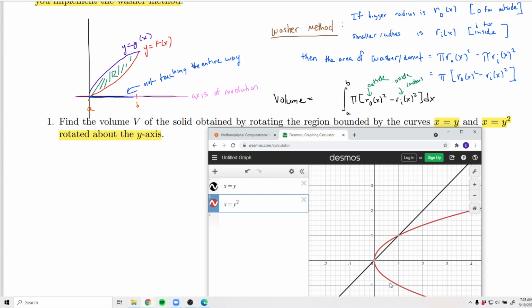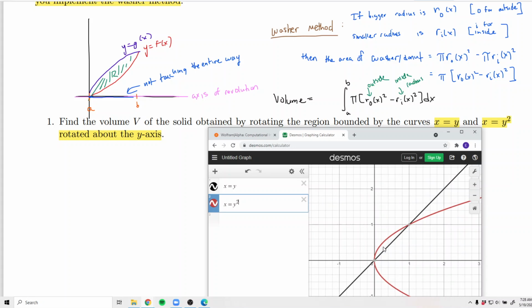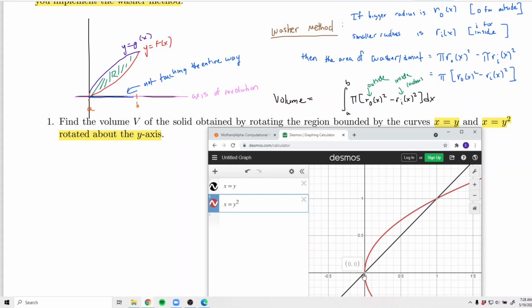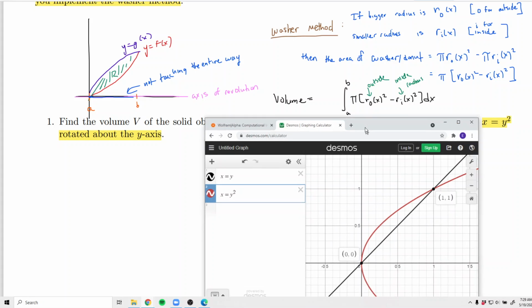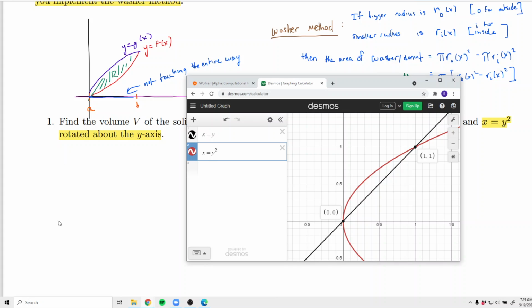And you can see the only region that's stuck in between the two and enclosed is this one right here. So this is our region. Now, for the purposes of this problem, we do really need to pay attention to where they intersect, because we have to figure out our bounds from them. So I'm going to make sure we realize they intersect at 0, 0, and 1, 1. This is y equals x squared, the red one, and x equals y is the black one. So I'm going to draw this over here, keeping in mind where they intersect.